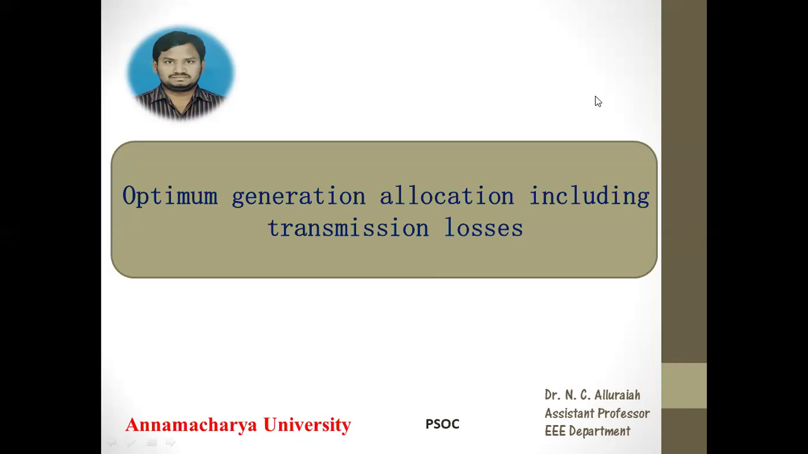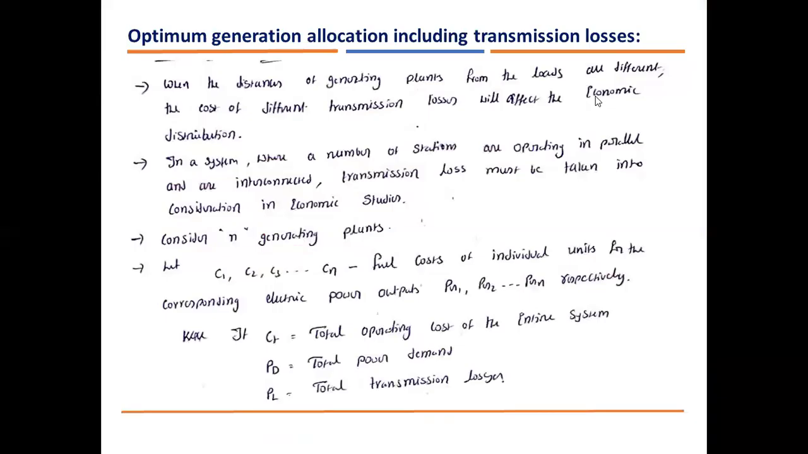Good morning, dear students. Today we will discuss the concept of optimum generation allocation, including transmission losses. Generally, the power plants are located far away from the load centers. That's why we must consider the transmission losses. Here, first we have to assume that n number of generating plants are present.